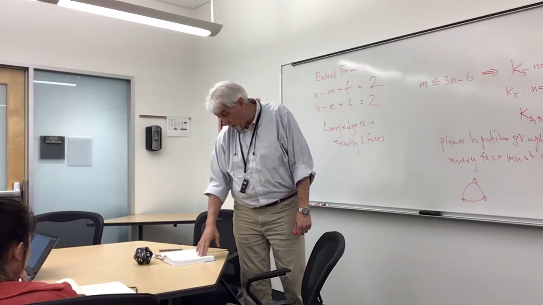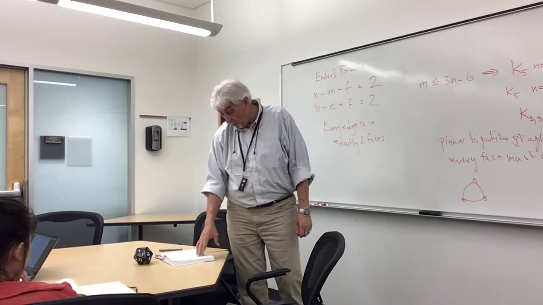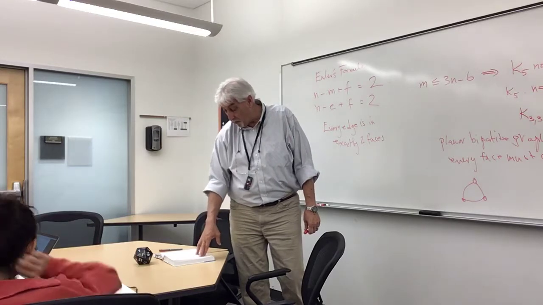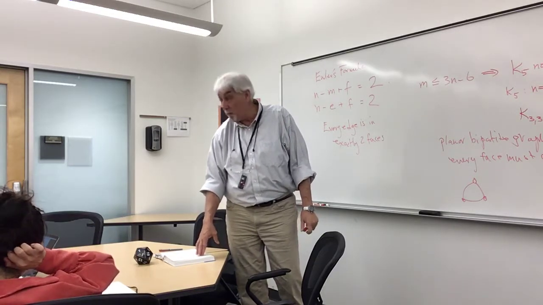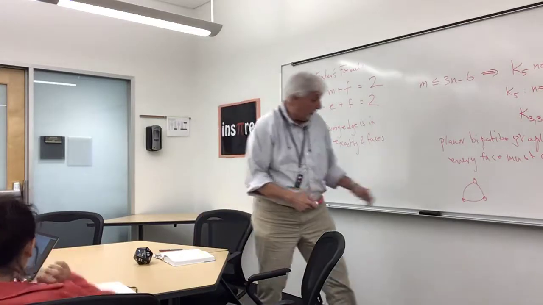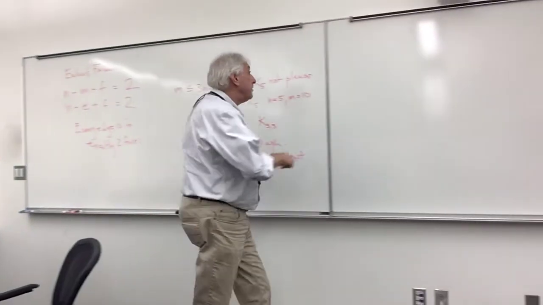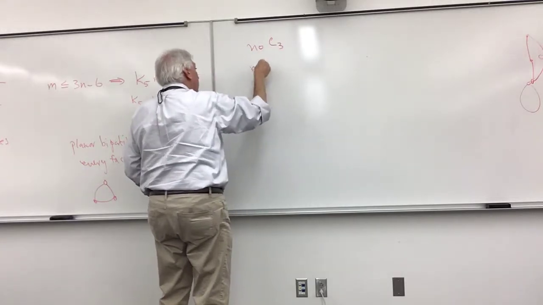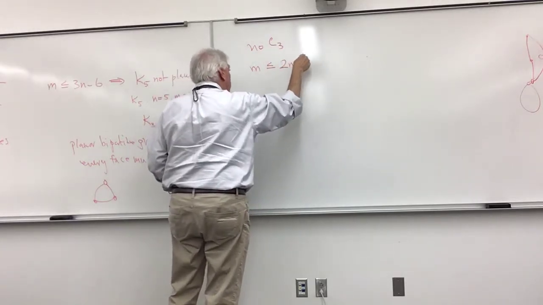So which contains no C3. In fact, 8.7.7 says that if G contains no C3s, then the number of edges must be less than or equal to 2n minus 4. So no C3s, m is less than or equal to 2n minus 4.